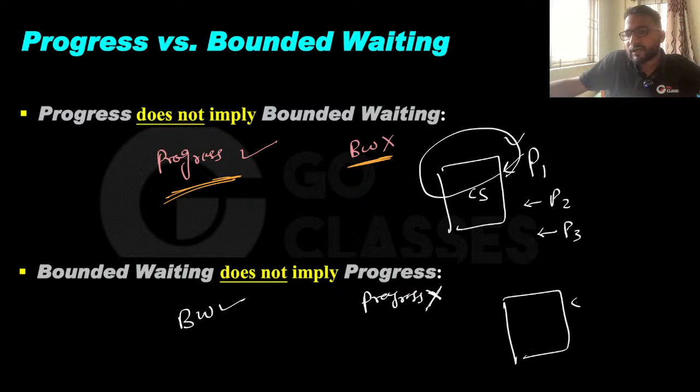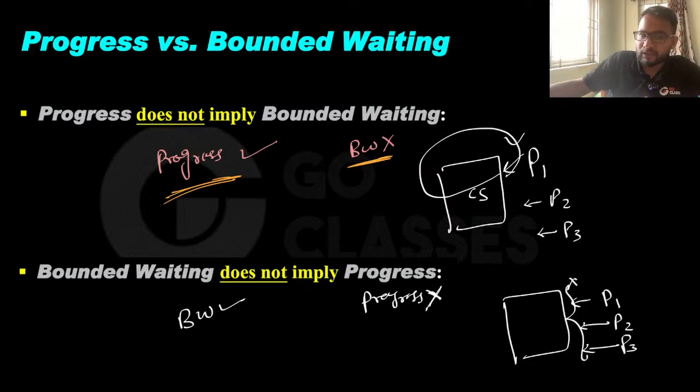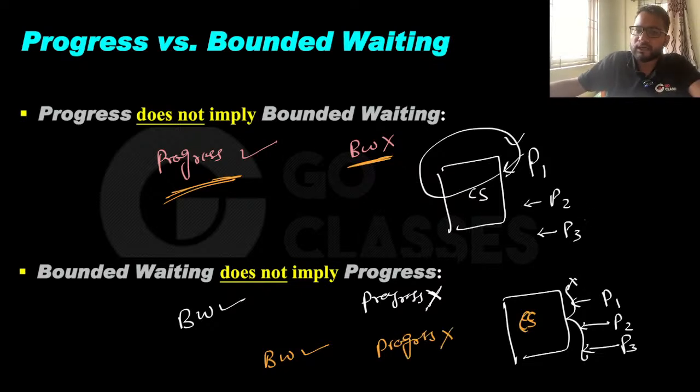Interestingly, in case of deadlock, it is not always true that bounded waiting is satisfied. But in this particular case, I'm saying that everyone is stuck, so bounded waiting is satisfied because no one is bypassing anyone, right? And progress is not satisfied because in the critical section there is no progress that you are doing. Obviously, there should not be any relation between these two, right?